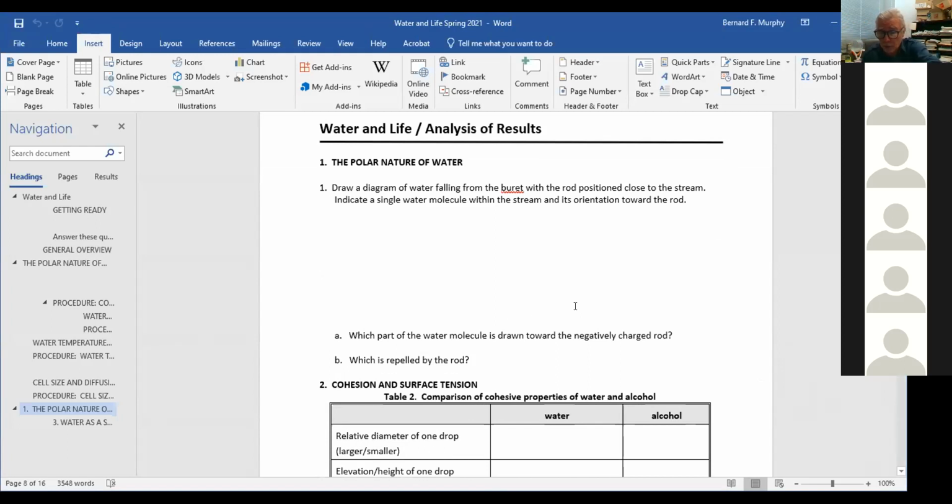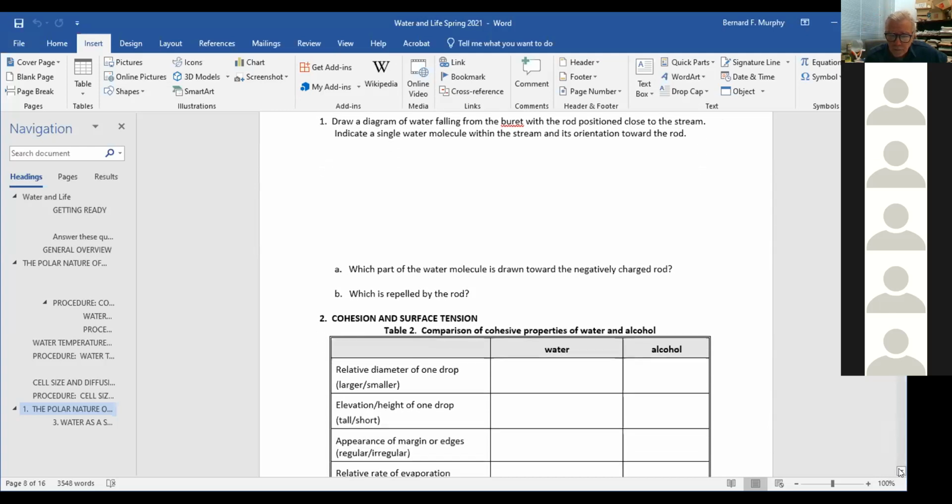Which part of the water molecule is drawn toward a negatively charged rod? The hydrogen side, because that's the positive side. Which is repelled by the rod? If it was repelled, it'd be the oxygen side, because that's negative. But it's never repelled. It's always attracted. All right.